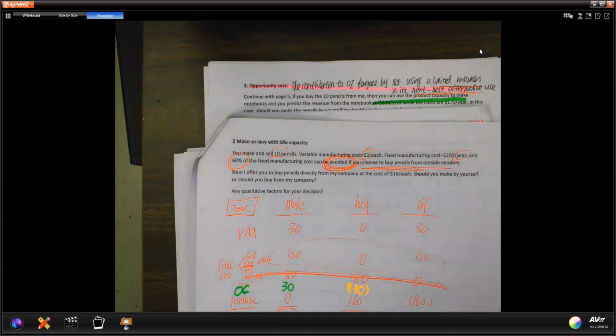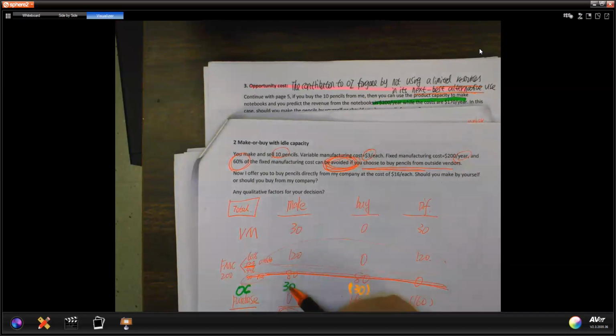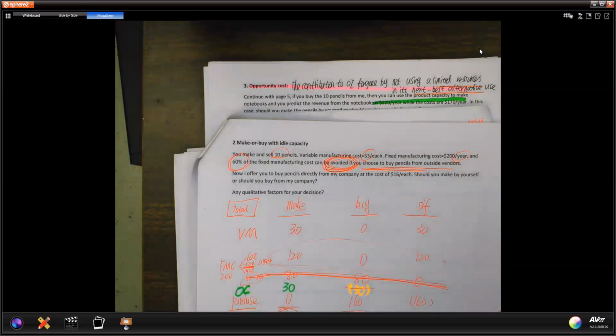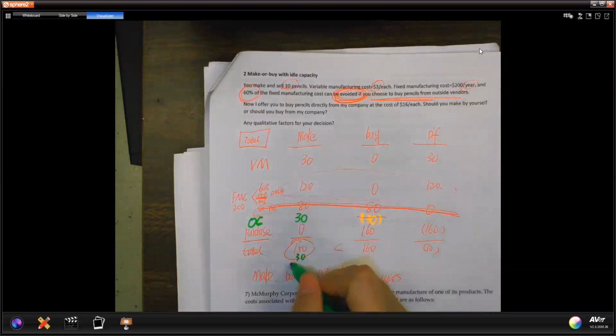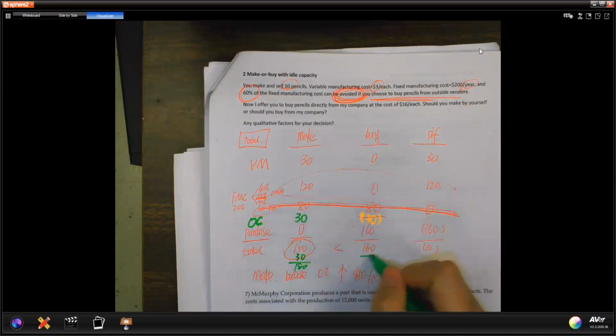I don't really suggest you do that. I think it's better to just go with one method and then always use that method. I usually put the net extra under make. So if you do this, you will find out your make now will be plus this 30, so 180, and your buy is still 160. So now it's better to buy.